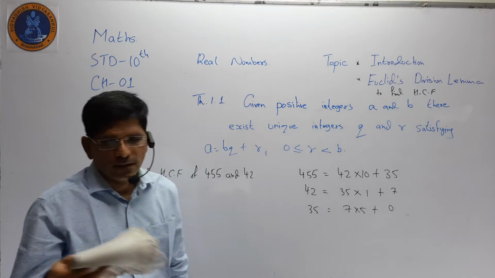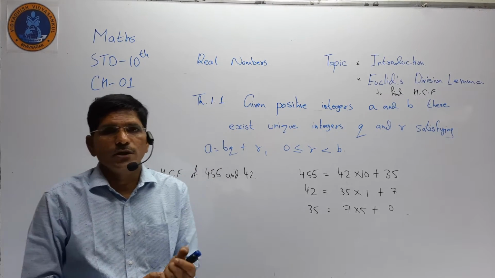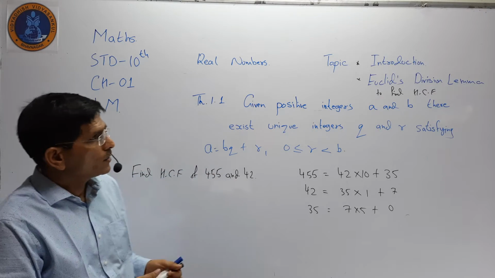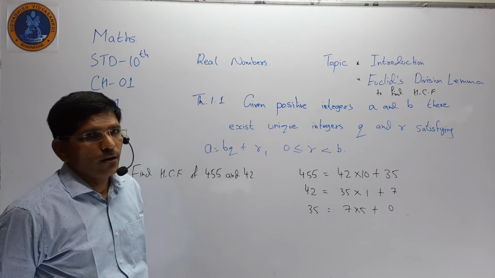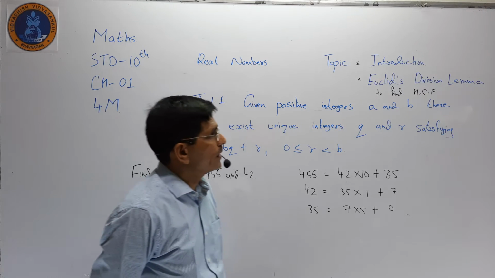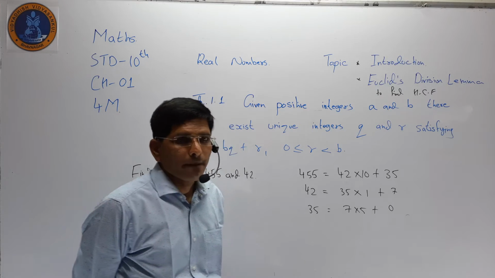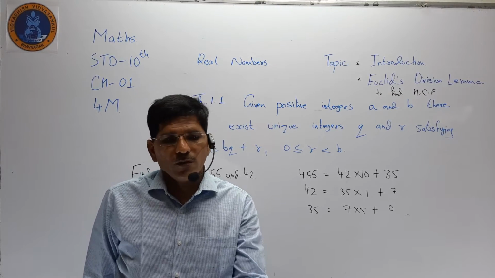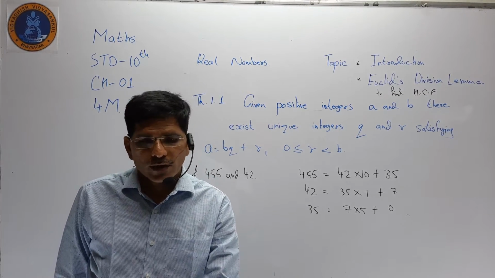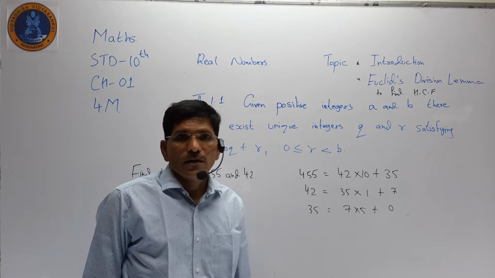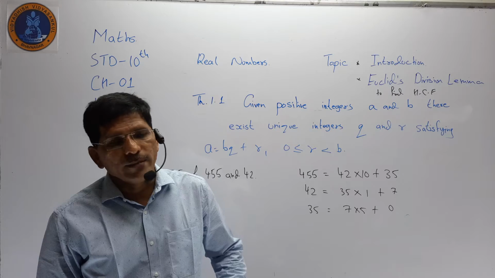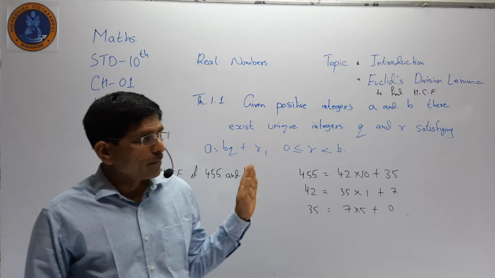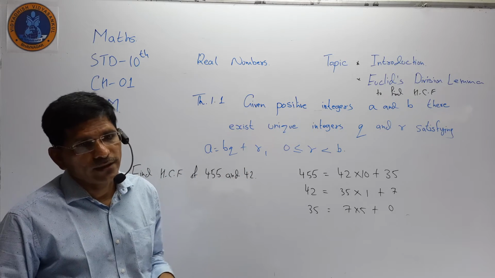In the 9th standard, in chapter number 5, we already discussed Euclid. Here we use Euclid to find the HCF. To find the HCF, we use Euclid's division lemma. Euclid's Elements, book 7, describes the Euclid division lemma.